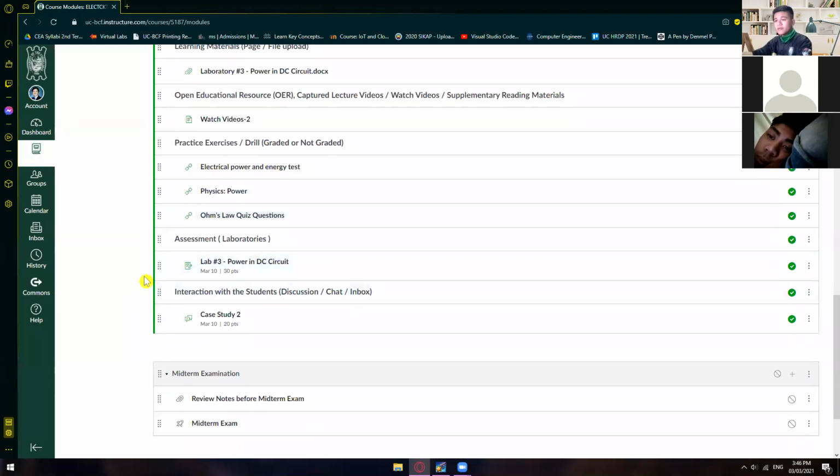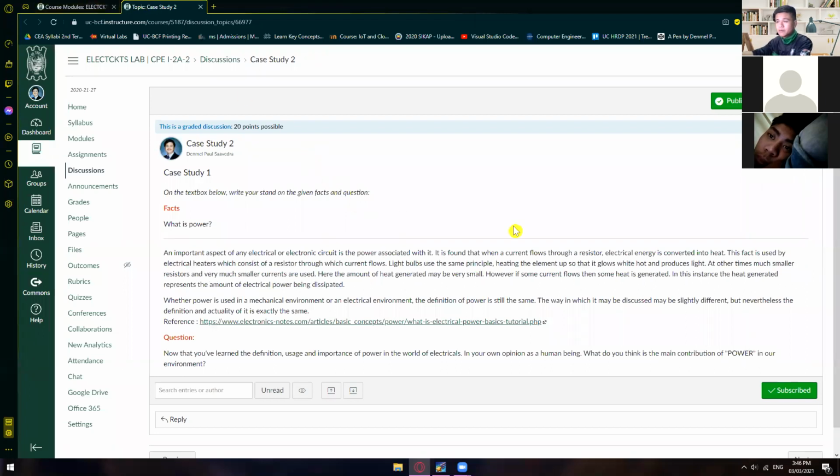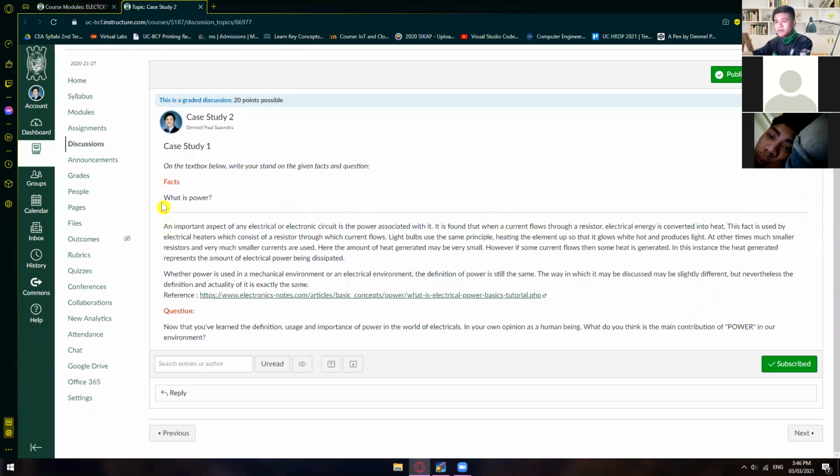And we have here the case study. So this is your second case study for the laboratory. In here, we have the facts about power. So what is power, and then the definition of power, and then the question. Now that you've learned the definition, usage, and importance of power in the world of electricals, in your own opinion, as a human being, what do you think is the main contribution of power in our environment? What is the role of power in our society?